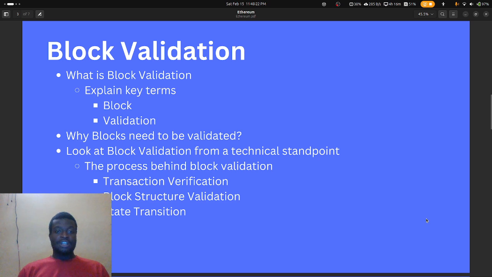So today we're going to be talking about block validation, what block validation means. We're going to explain what a block is, we'll talk about what block validation is, then we'll try to understand why exactly a block needs to be validated. After that, we'll look at what block validation is from a technical standpoint. Under that, we'll look at the process behind block validation, look at transaction verification, look at block structure validation. Then we'll talk a bit about state transition. So let's dive right in.